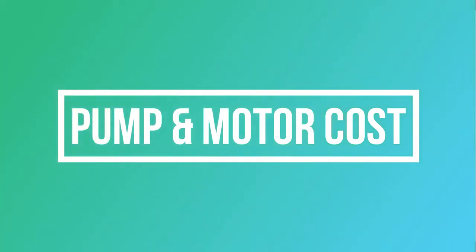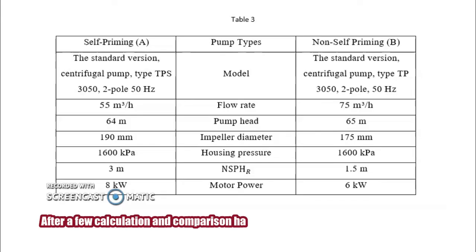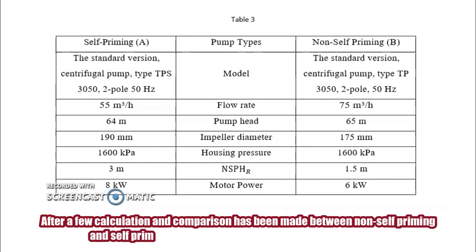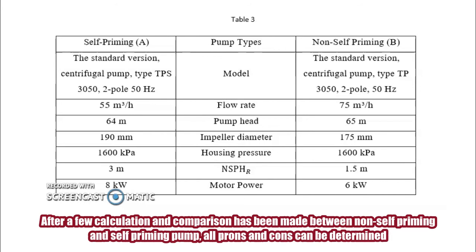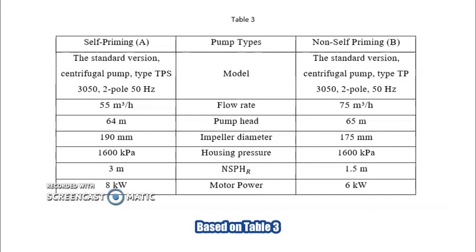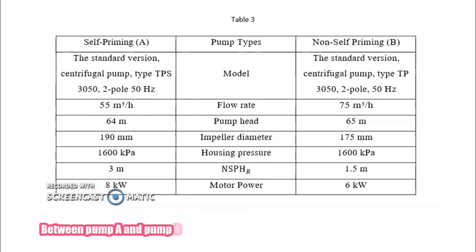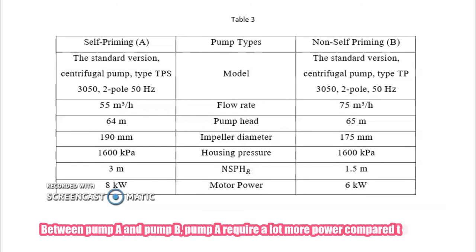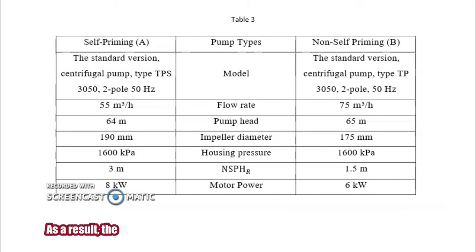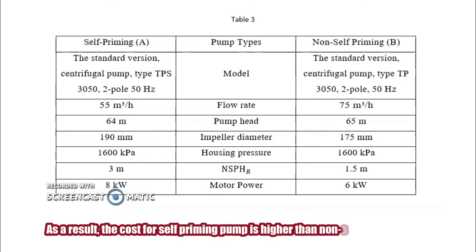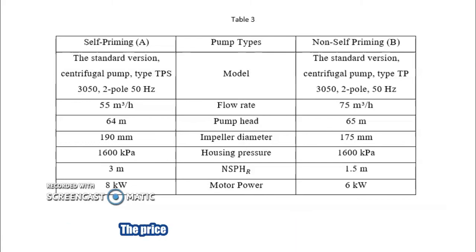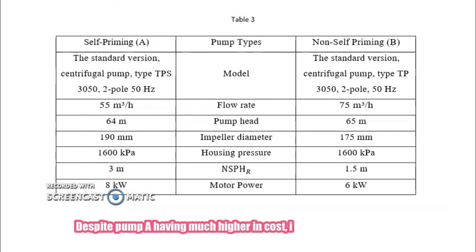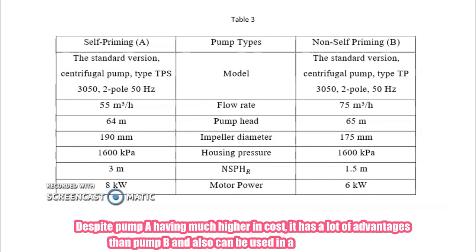Pump and motor cost. After a few calculations and comparisons have been made between non-self-priming and self-priming pumps, all pros and cons can be determined. Based on table 3, between pump A and pump B, pump A requires a lot more motor power compared to pump B. As a result, the cost for the self-priming pump is higher than the non-self-priming pump. The price range is between 2,000 ringgit to 3,000 ringgit. Despite pump A having a much higher cost, it has a lot of advantages over pump B and can also be used in a long-term period.